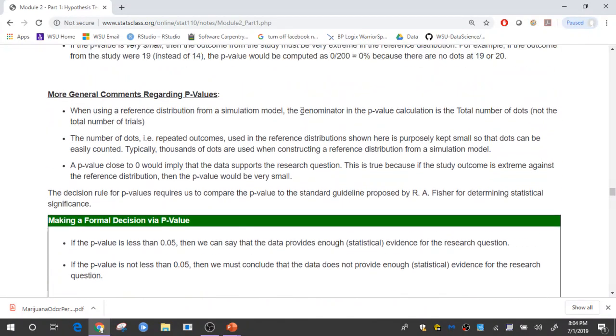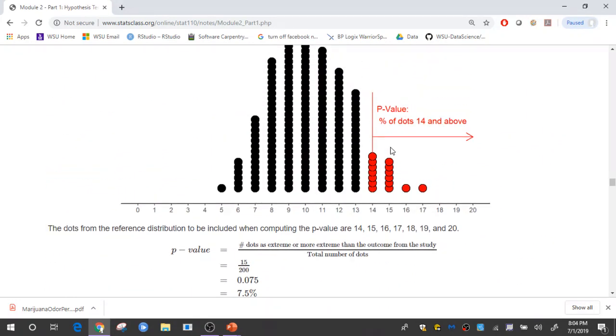Again, as I said, 14 here sits in that top 7.5% of the distribution. It doesn't sit in the top 5%. So 14 is not enough of an outlier. But if we were way out here at 20, the p-value for 20 would be, I think, 0, right? Because there's no dots out here. And that's going to be very extreme. So the data provides enough evidence for the research question when that p-value is very, very small.